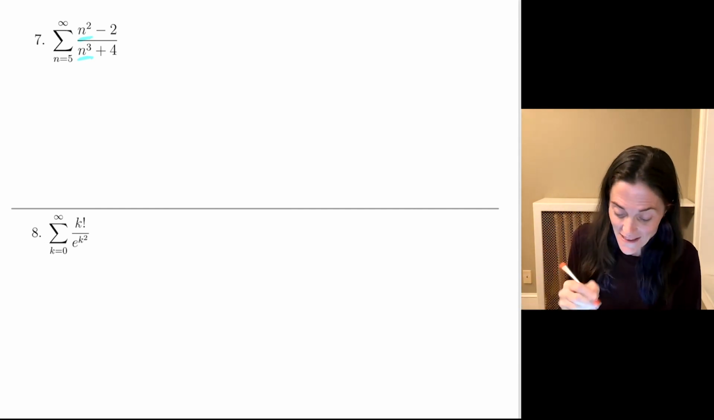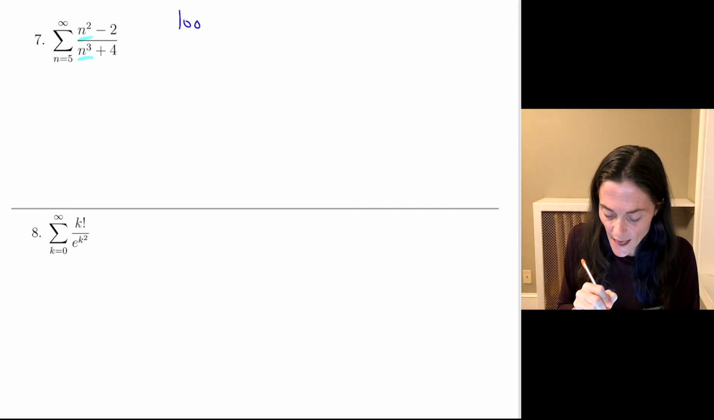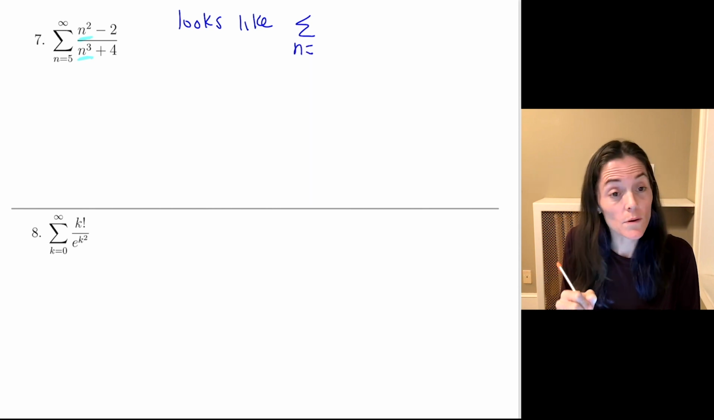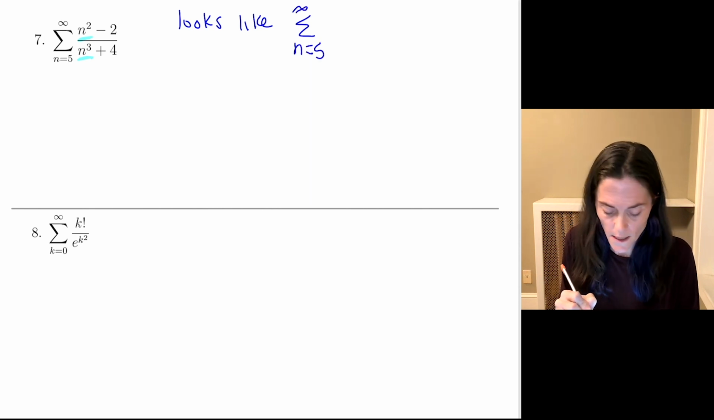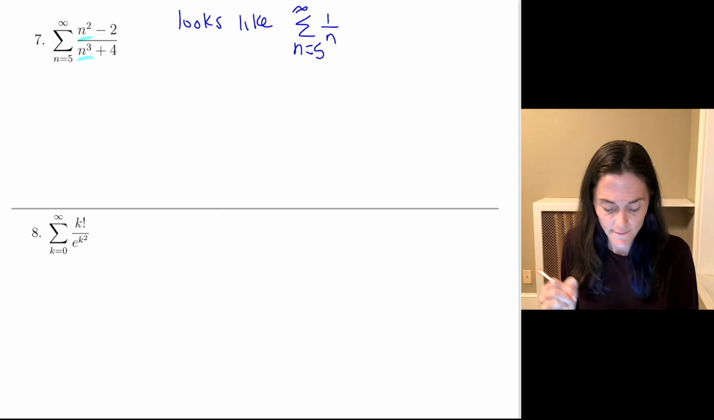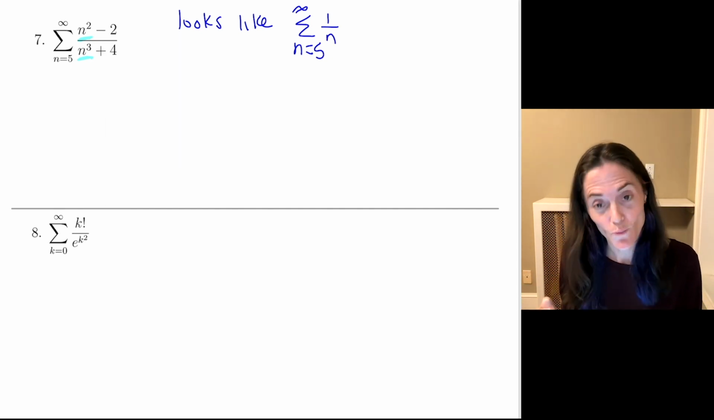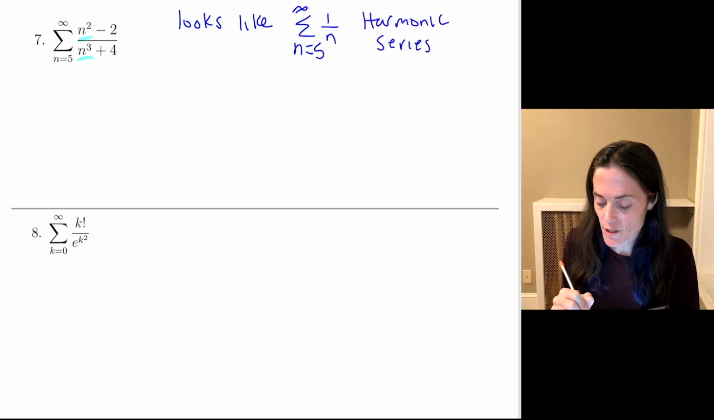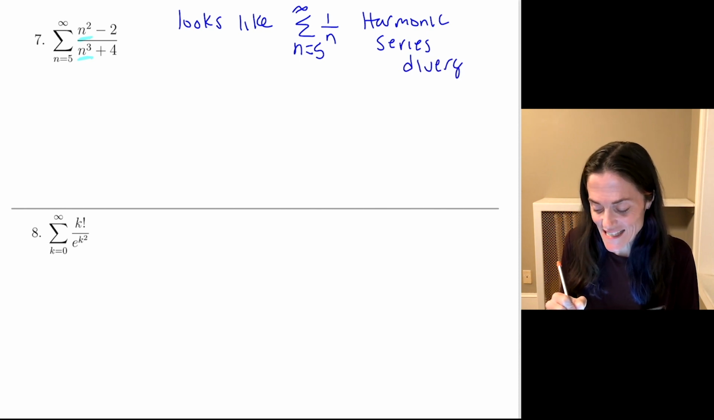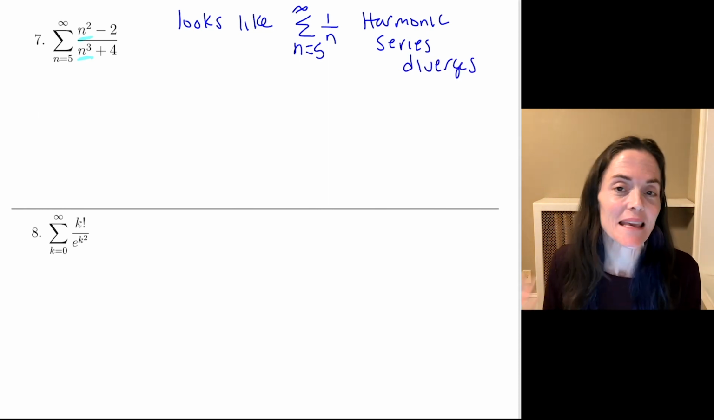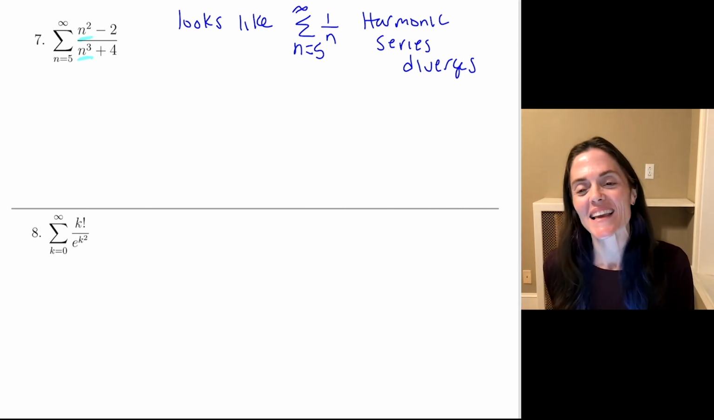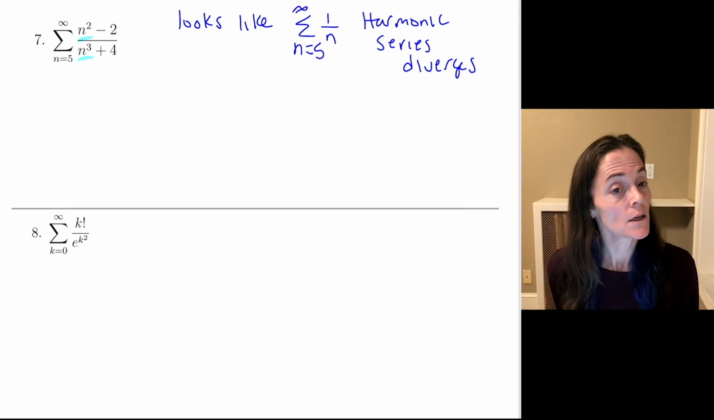So let's make this observation. This looks like the harmonic series, which is n equals 5 to infinity of 1 over n. n squared over n cubed is 1 over n. This is harmonic, and it diverges. You can also justify this by saying this is a p-series with p equals 1, which is less than or equal to 1, so it diverges. But we can also quote the harmonic series.